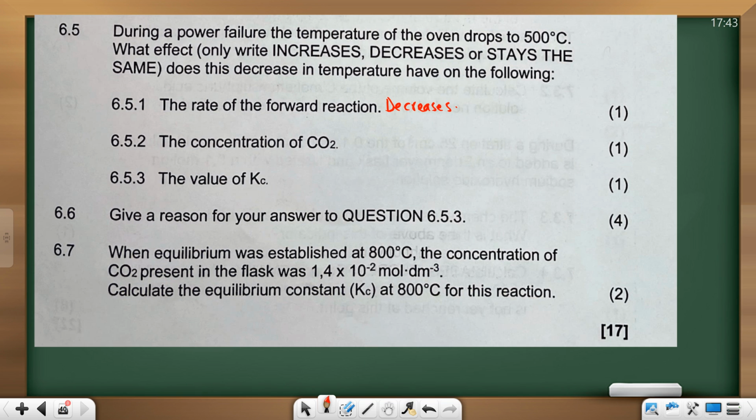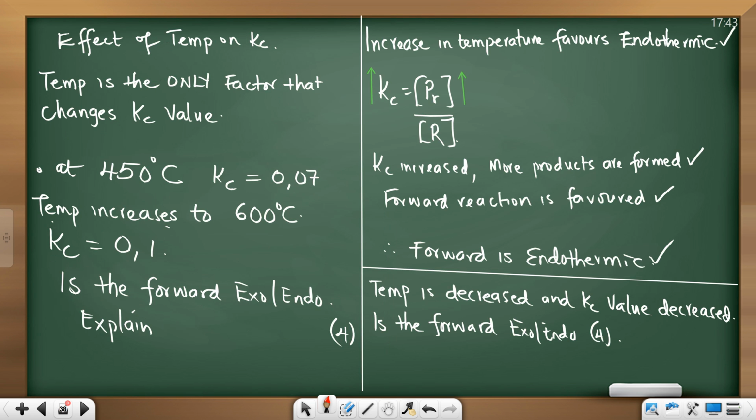That's just simple, straightforward rate. A decrease in temperature decreases the rate of reaction. What about the concentration of CO2? Now let's go back to our equation.